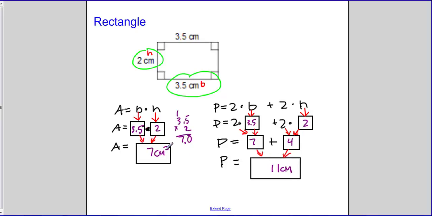Remember, area is in square units, because what we're saying here is the area is 7 square centimeters. In other words, I can fit 7 squares that are 1 centimeter by 1 centimeter inside this rectangle. And then the perimeter is the distance around, so it's 11 centimeters, which we call a linear unit because it is a length.